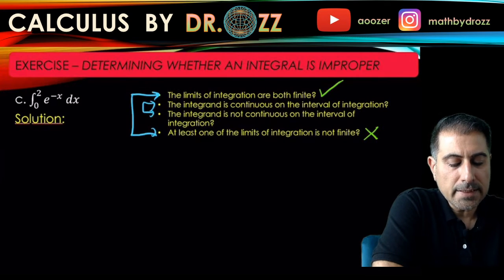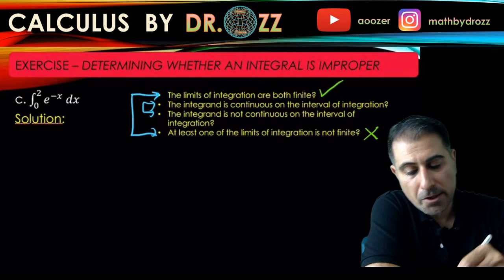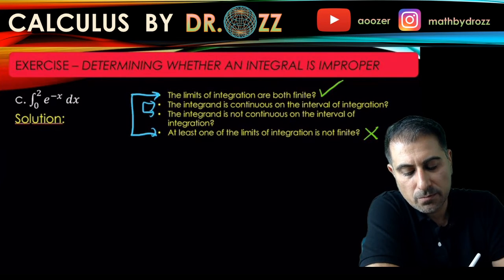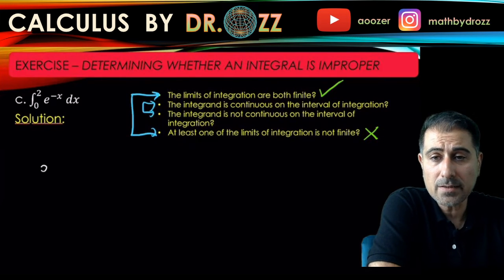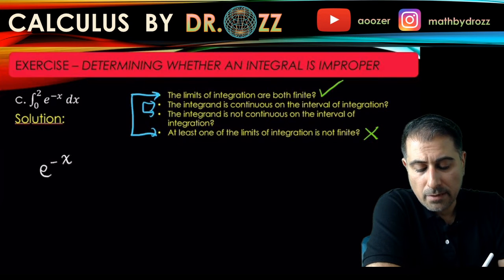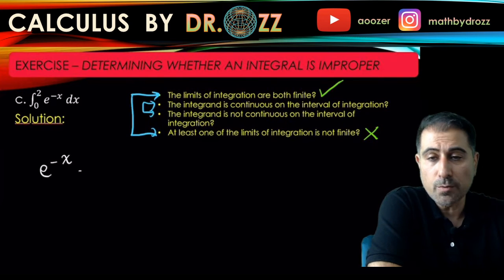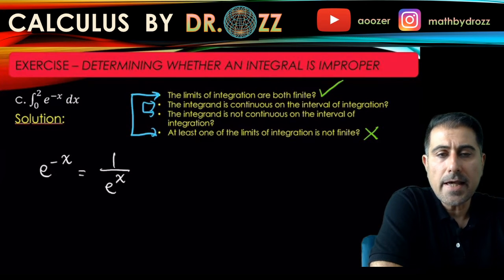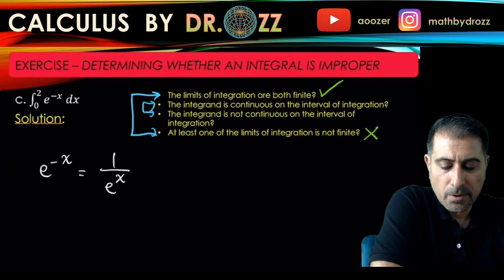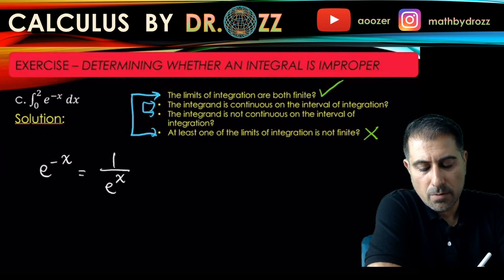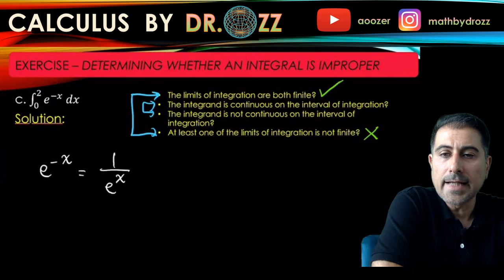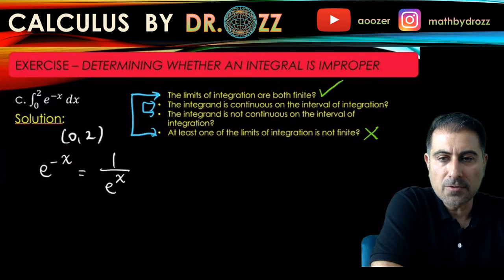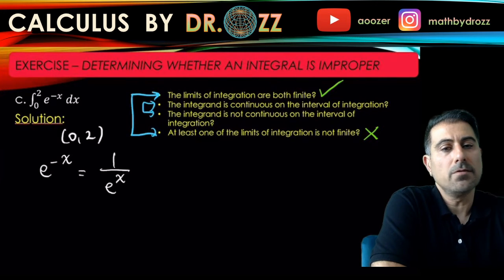So is the integrand continuous on the interval of integration? The integrand is a well-known function, e to the minus x, and if you want to write that in the form of a reciprocal, that's fine, 1 over e to the x. You can write it as a rational function. So the question is, is there any x within the interval of integration, which is 0 to 2, that makes this function not continuous?